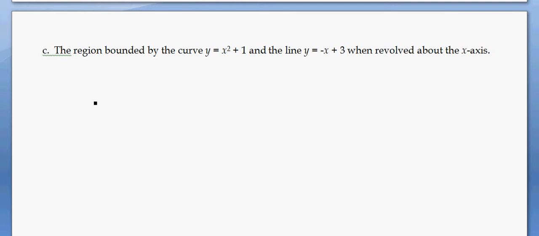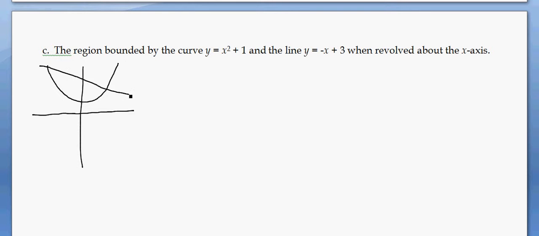Okay, we're going to try to find the volume of the region bounded by the curve y equals x squared plus 1. So that's a parabola that's been shifted up 1 unit. And the line y equals negative x plus 3. So that's a line that starts up 3 units and then has a slope of negative 1. So something like that. Obviously, this is not perfect.